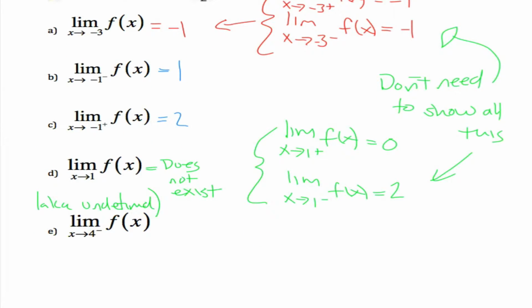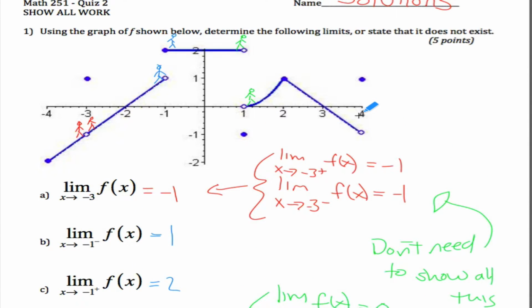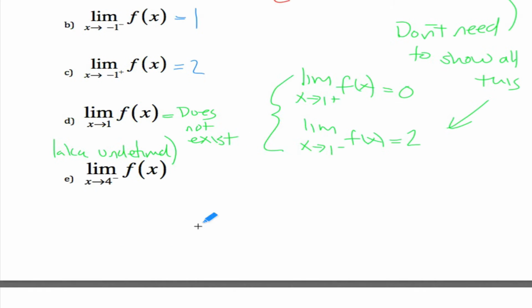What about the limit as x approaches 4 from the negative side? Here's 4. I'm slightly less than 4, so I'm down here. It appears my height is getting really close to -1. So that would be that limit there.